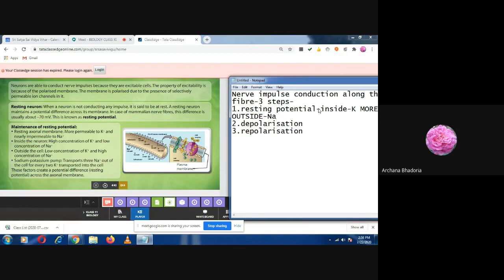Now the rest I will discuss. When the impulse comes, this polarity will change. How it will change, I'll take up next time. So I'm stopping the sharing.